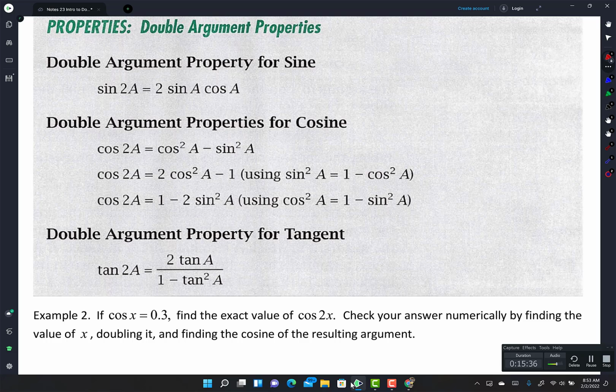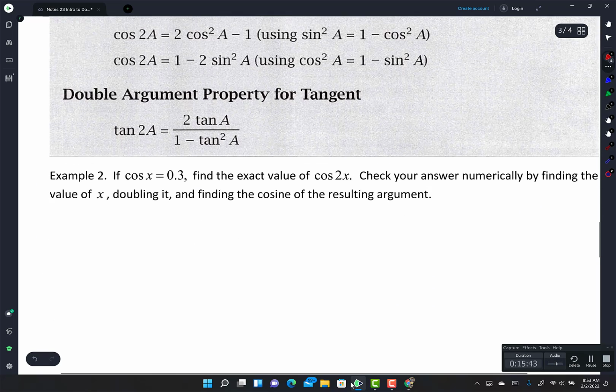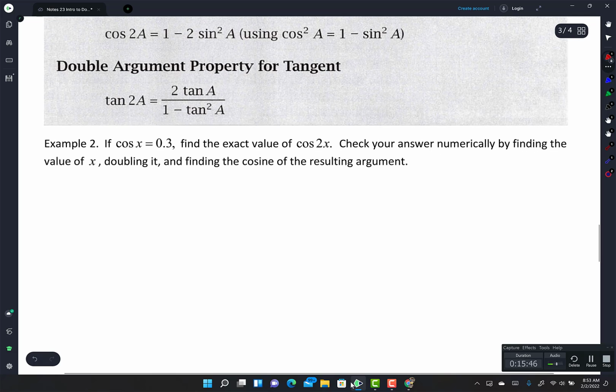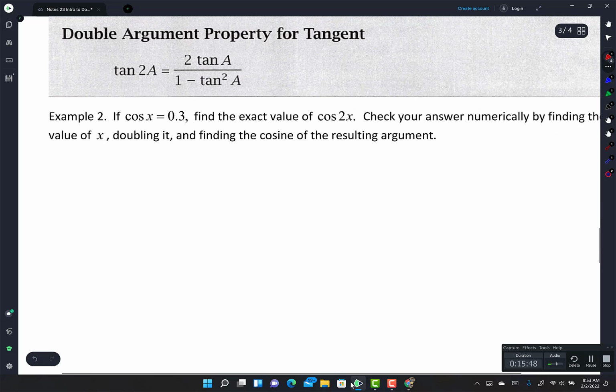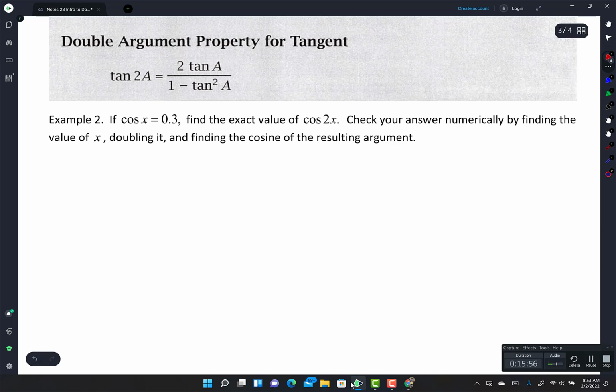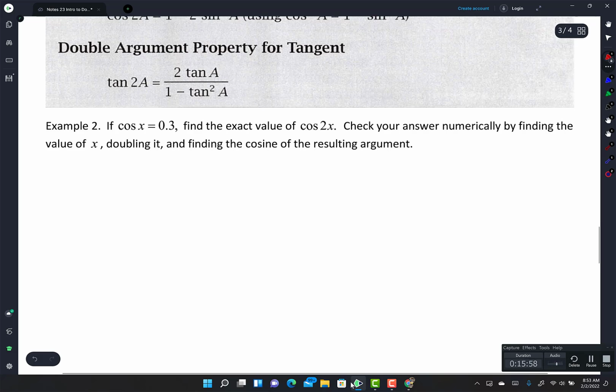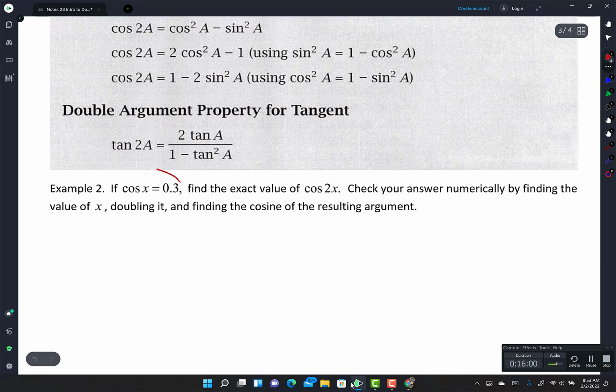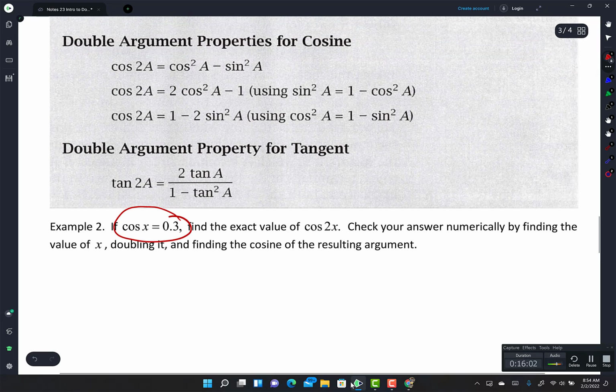You guys want to see something cool? Wow, I think it's cool. I think you guys will like it. So check it out. You guys, look at question example 2. And I hope that you really, really start to love it. So question example 2 says, if cosine x equals 0.3, find the exact value of cosine 2x. Check your answer numerically by finding the value of x, doubling it, and finding the cosine. All right, don't worry about that. Look at this part. Let's do this first. You see how you have cosine x equals 0.3? So I am tempted to use one of these 3 formulas. Which one do you think I should use? The second one. Why?